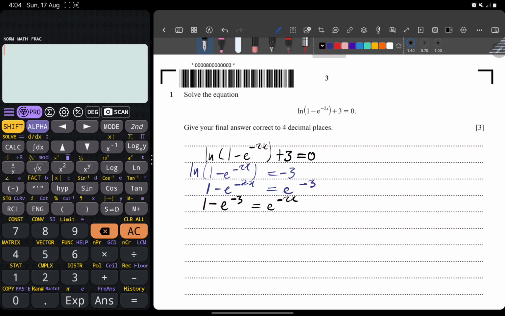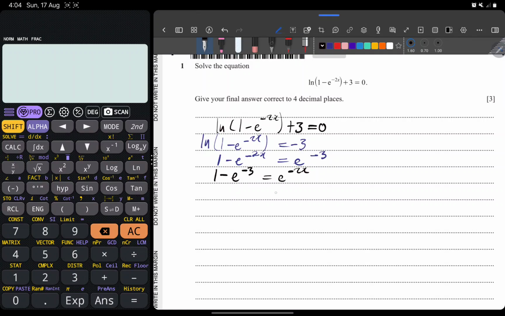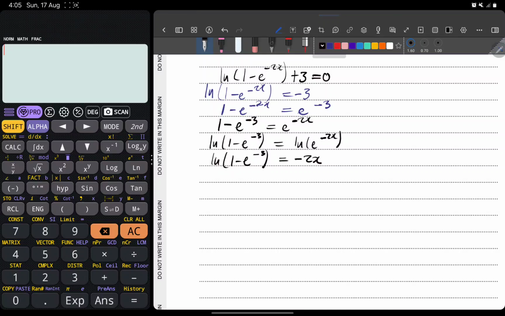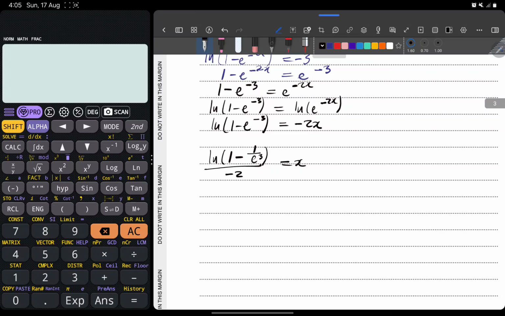Then what am I going to do now? I'm going to introduce ln. If you introduce ln where there is an e, they cancel each other out and the power just comes down. So here we would have ln of 1 minus e to the negative 3 is equal to ln of e to the negative 2x. We have ln of 1 minus e to the negative 3, which is just a number, since e to the negative 3 is just a number. Is equal to, now, ln of e just becomes negative 2x. I want x, so I'll take negative 2 to the other side. So I'll say ln of 1 minus 1 over e to the 3, all over negative 2, is equal to my x.